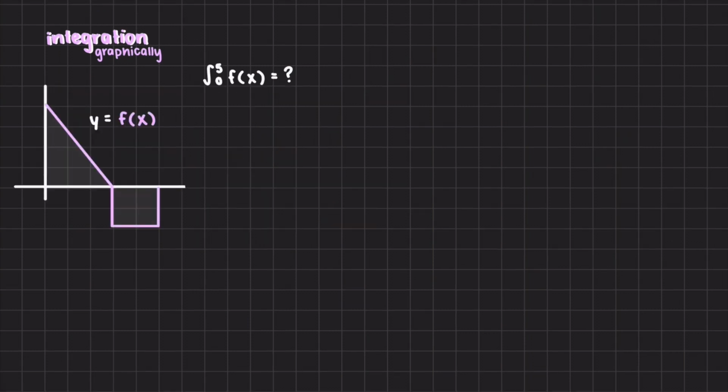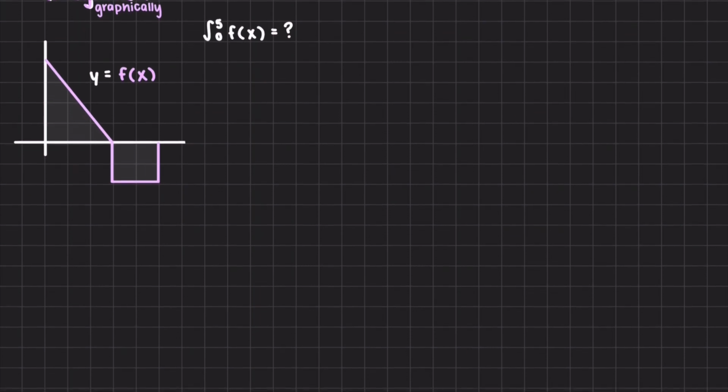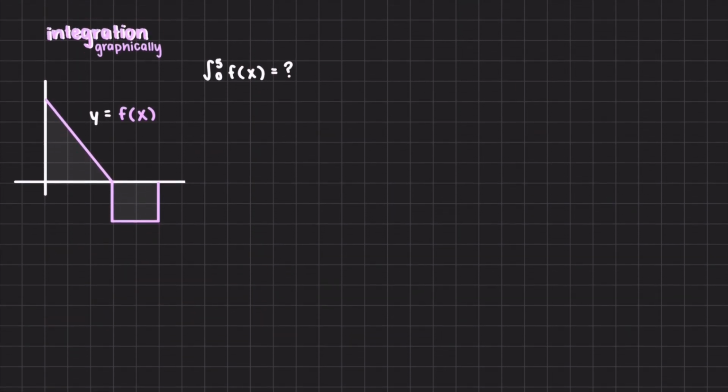Okay, done. So let's say this purple function is f of x, and we're integrating f of x from 0 to 5. Well, we don't actually have a function that we could integrate to see what it's going to be, so we have to do it graphically. So that means we just need to add up these two areas together and see what it is. So, okay, first let's find the area of this triangle.